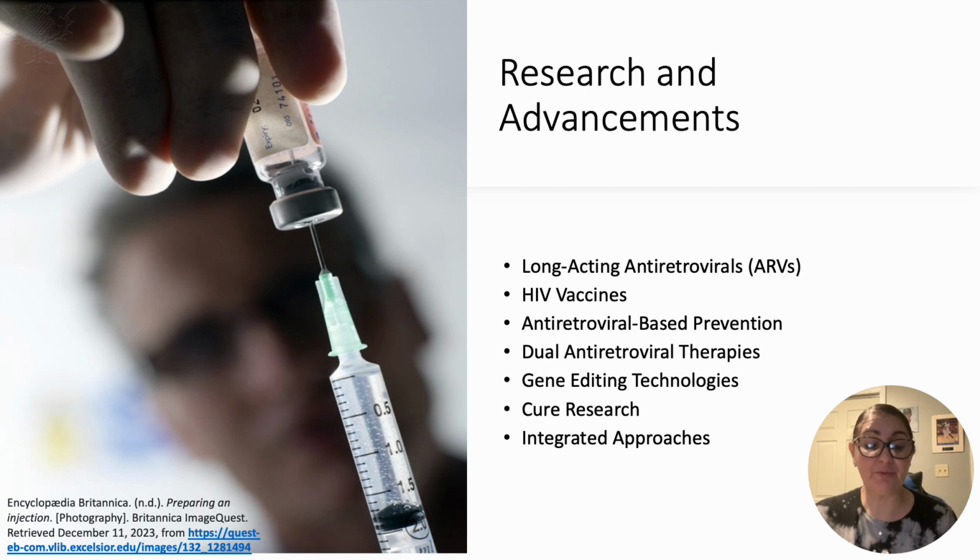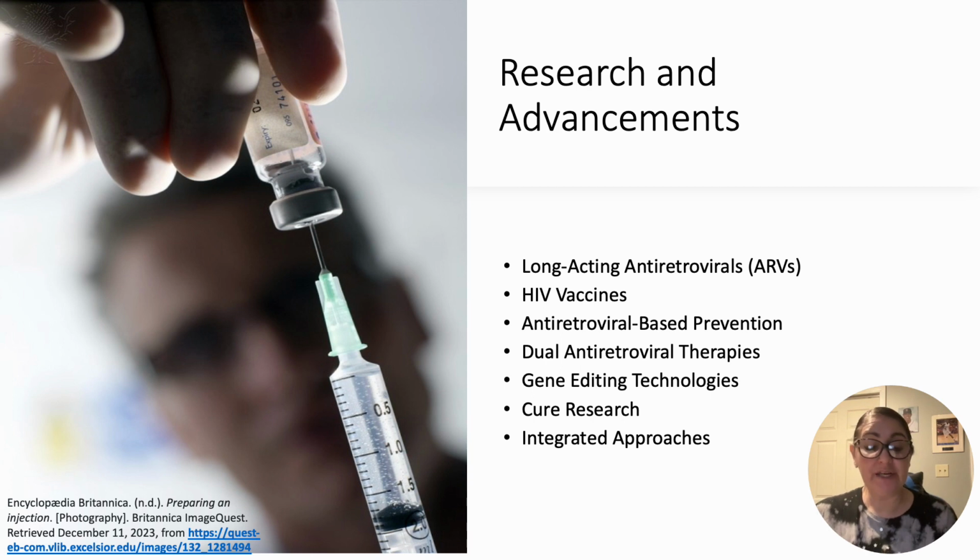PrEP, which is pre-exposure prophylaxis. So these are used for anyone that may have an increased risk of contracting HIV. It helps with the transmission. Dual antiviral therapies. So this is basically exploration of two different types of therapy regimens involving the use of two drugs instead of the traditional three-drug combination. And it aims to reduce side effects.